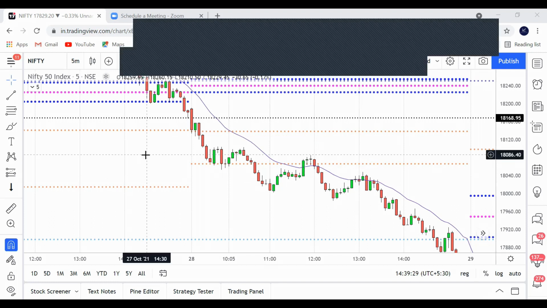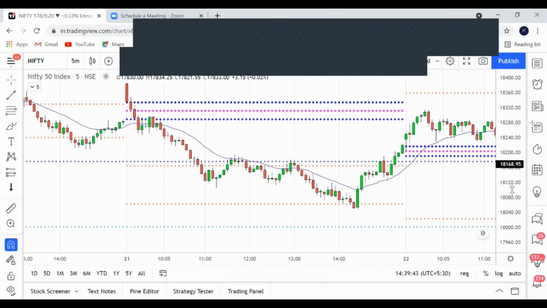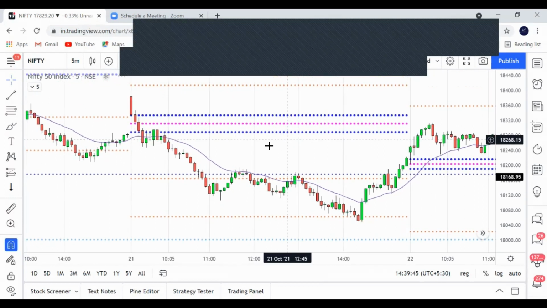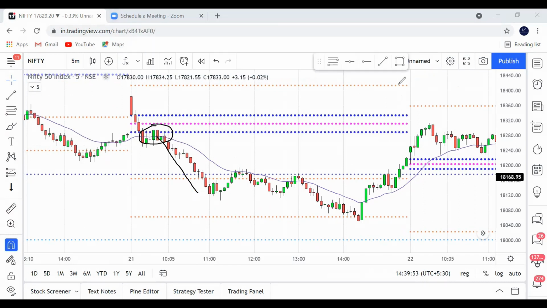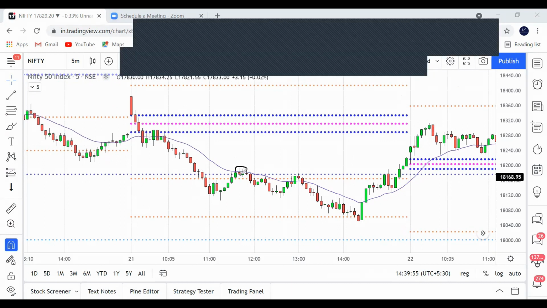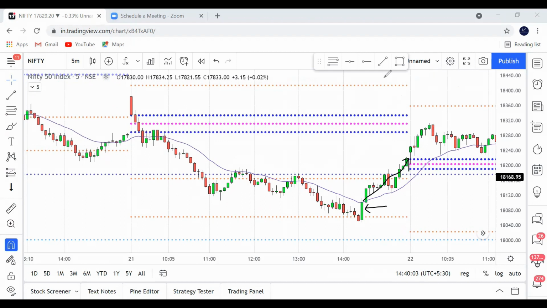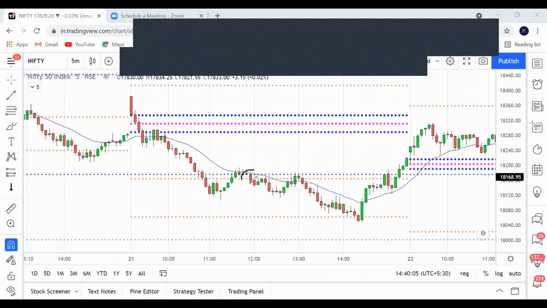Now let us see one more chart. Now it happened again, a trending day on 21st of October. Market opened with a big red candle, broke the CPR, made some consolidation, again went down. Where it took the resistance, look at this. Look at this. Then big green candle and reversal. So best entry, I would say this.